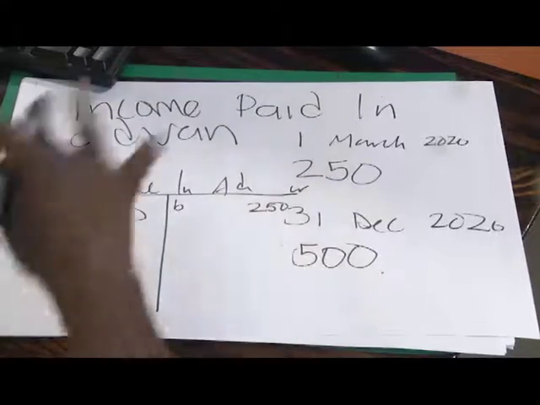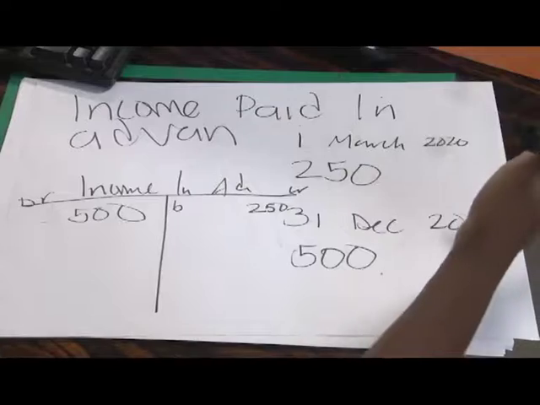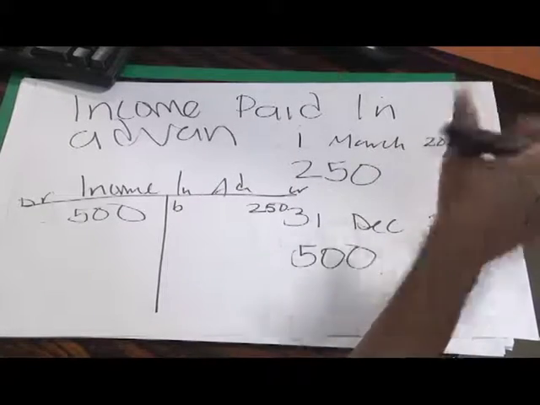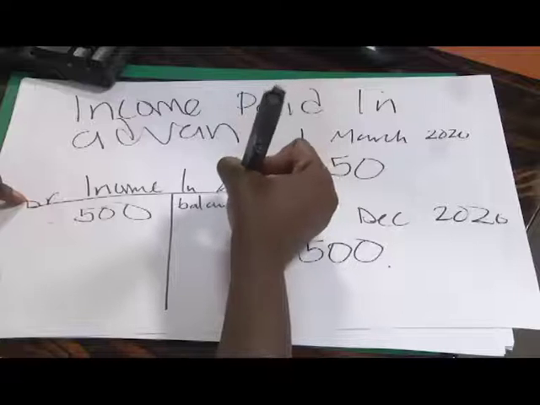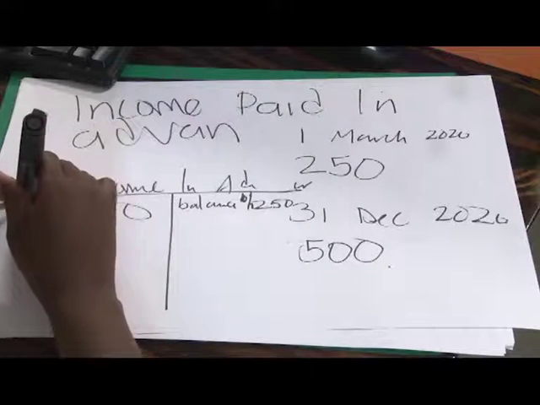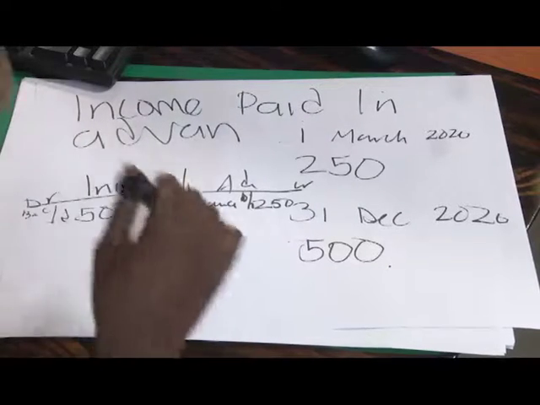Can you see that? Then you can continue with other adjustments. Then that is how it's going to be done. Okay, I hope that one is clear. Balance brought down, and then this is balance carried down on the other side. Okay, then we are moving on.